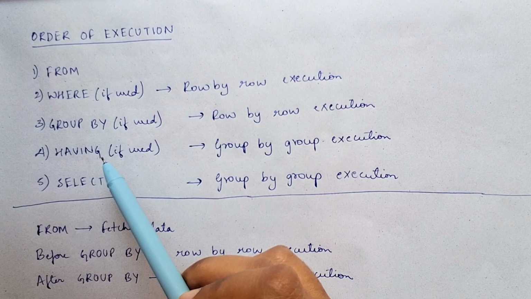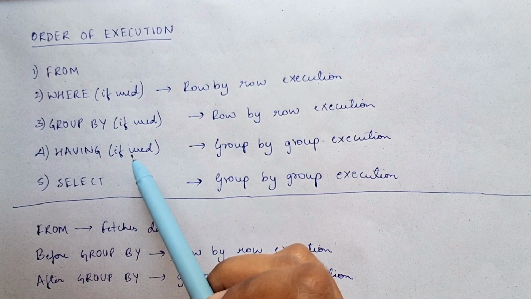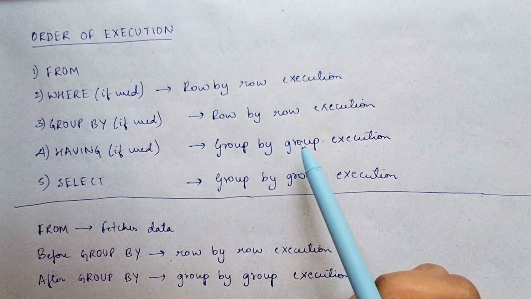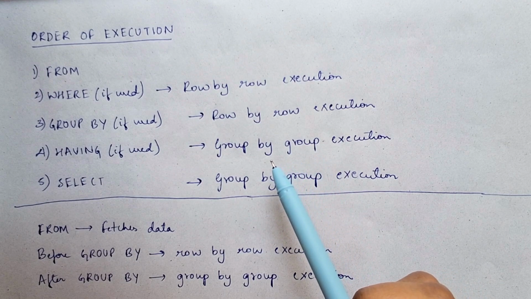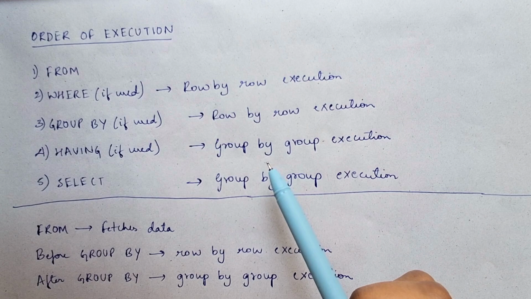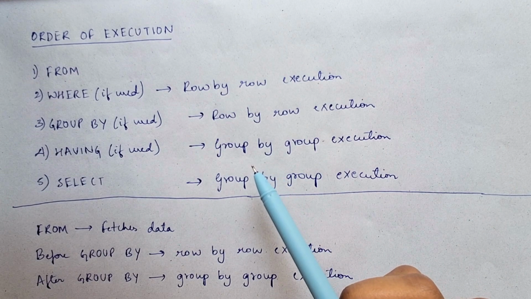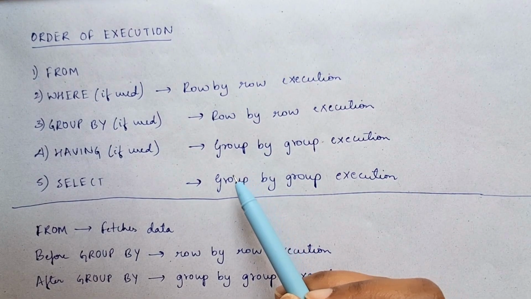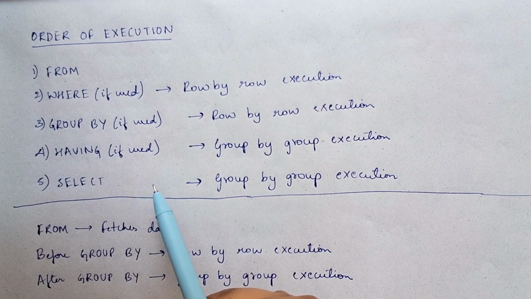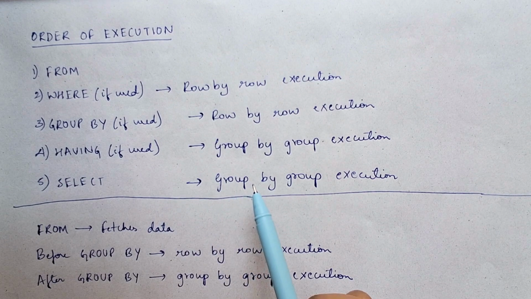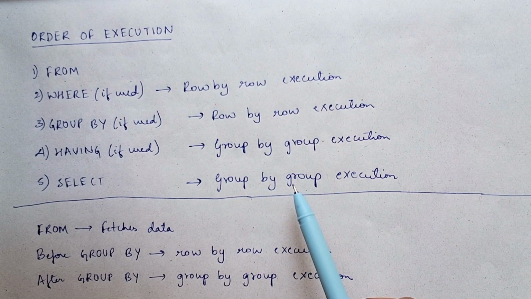Next, SQL executes having clause if it's used. Having clause works group by group. Here SQL checks the condition on each group, not on individual rows. So only the groups that satisfy the having condition are selected. Finally, SQL executes the select clause. At this stage, SQL decides what to display in the output. Since grouping is already done, select also works group by group and displays the final result.